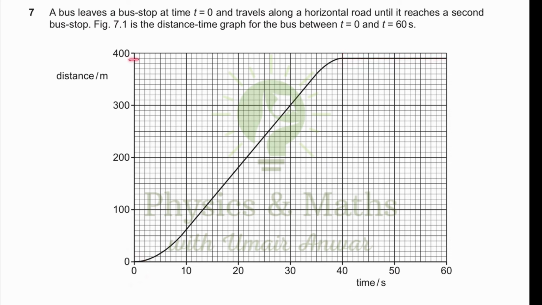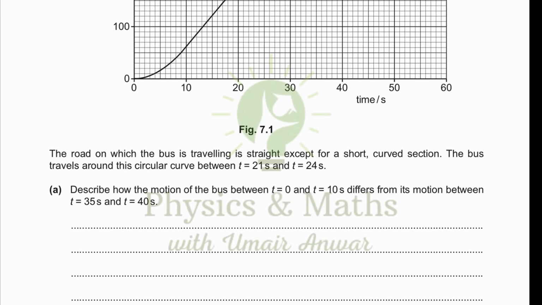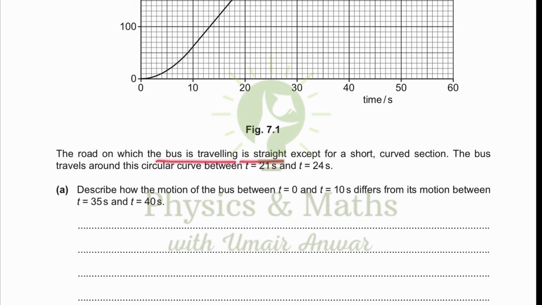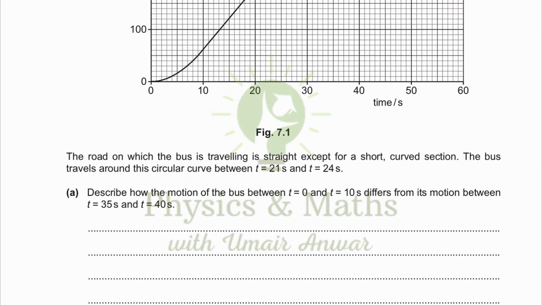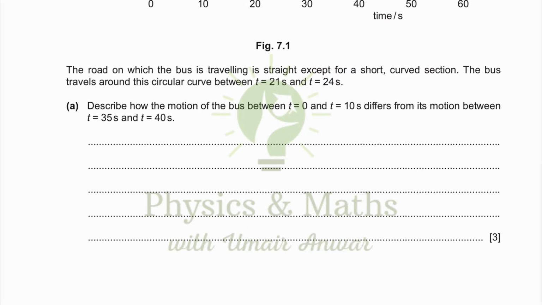So it means the value of the distance is not changing, and when it is not changing, it means the bus is not moving. Okay, the road on which the bus is traveling is straight except for a short curved section. So almost all the road is straight, which means the direction of the bus would not be changing except for a short curved section. The bus travels around this circular curve between t is equal to 21 to t is equal to 24 seconds. So this is where the direction of the bus would have been changing.